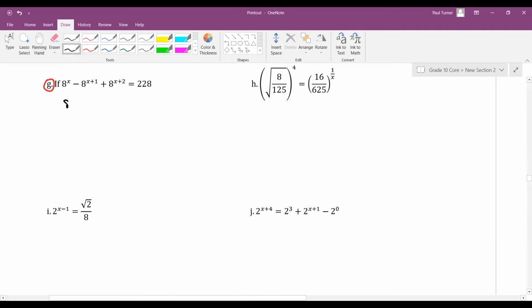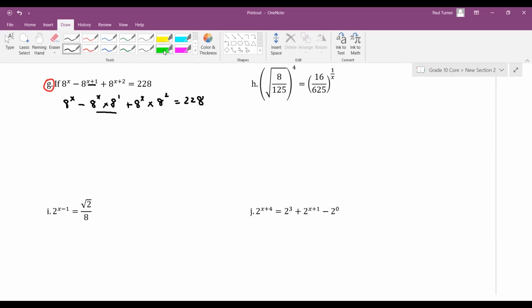So we've got 8x minus 8x times 81. Same, isn't it? Because when you multiply, you add the power. So I've just broken this down to 2 parts. Plus 8x times 8 squared, okay, equals 228. Yeah, you will see this in your worksheet, so worthwhile to learn.